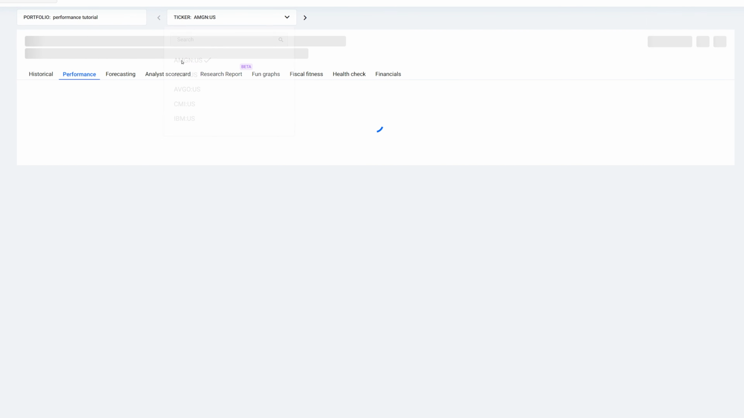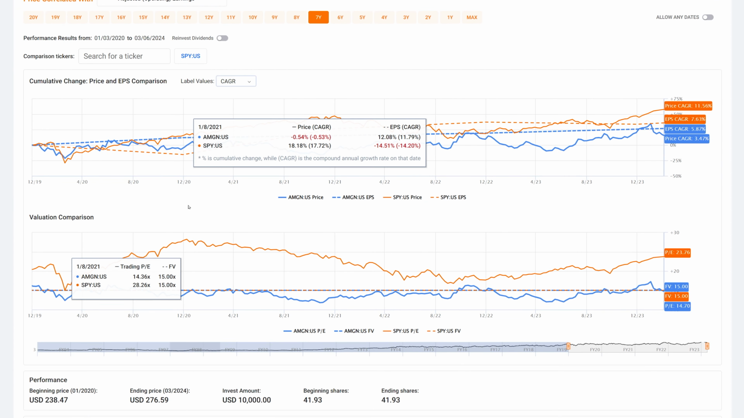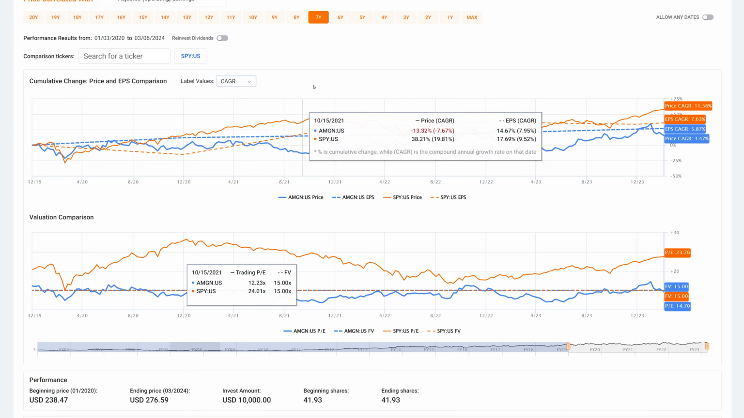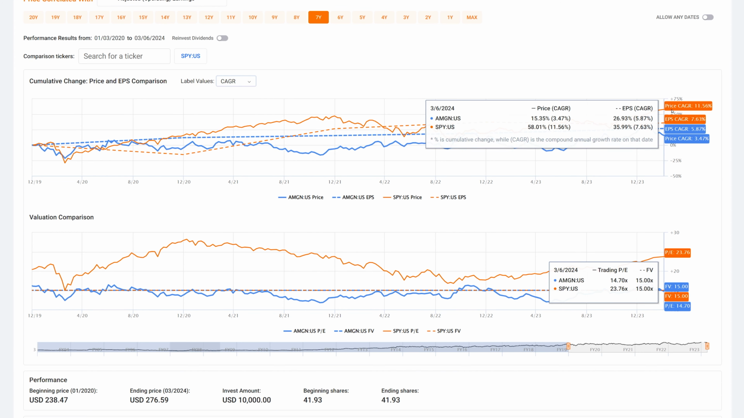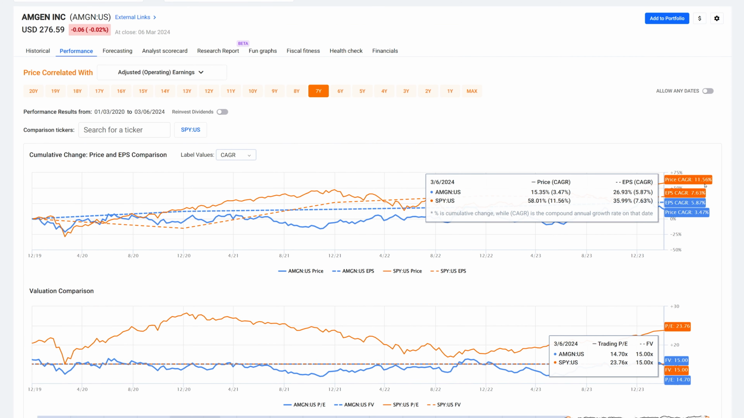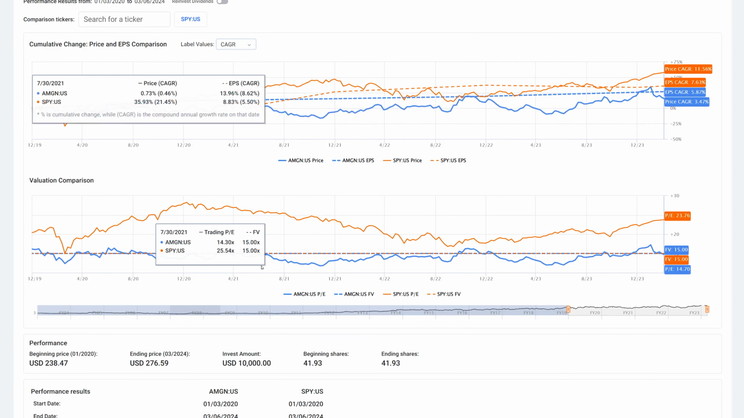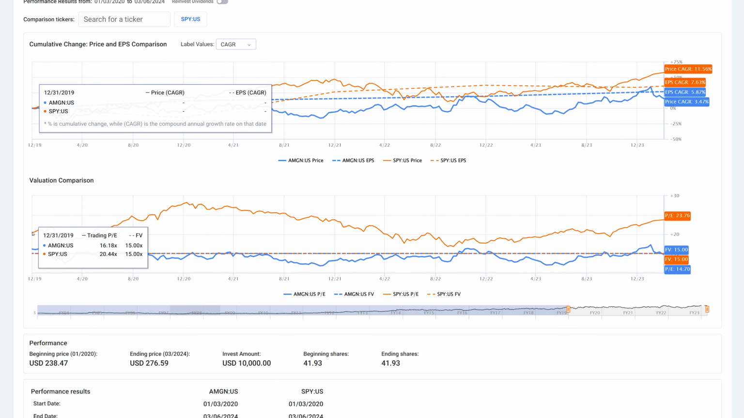If I move on now to Amgen, the world's largest biotech company, we get another interesting picture here, and I'm using the 7-year time frame because I want to make a point. The market outperformed Amgen in this case. The price comparison was the market did 11.5% versus only 3.47% for Amgen. Going down to the valuation comparison, the PE for Amgen was 16, the market was 22.